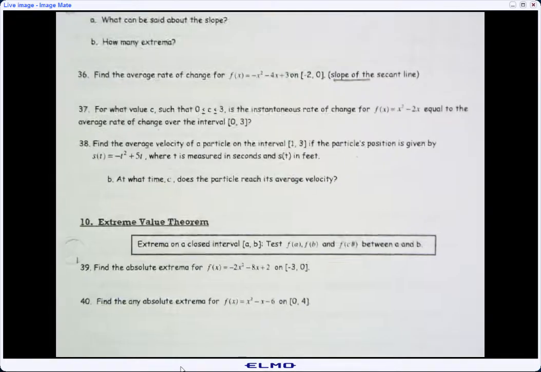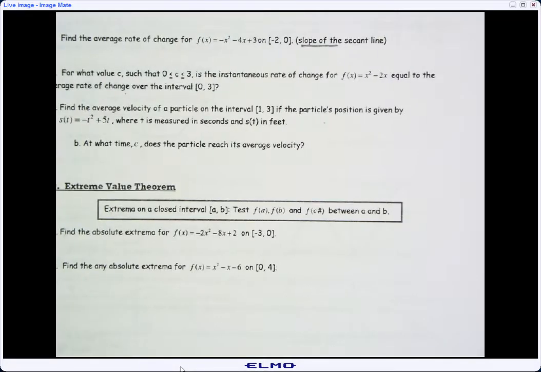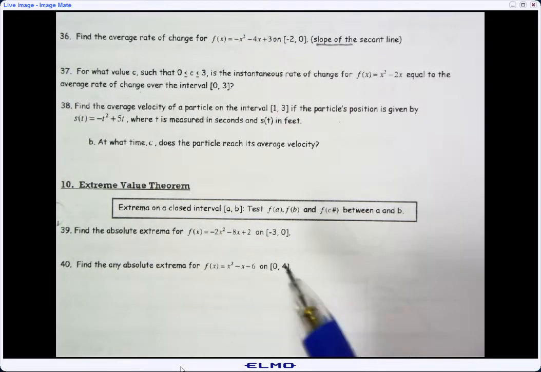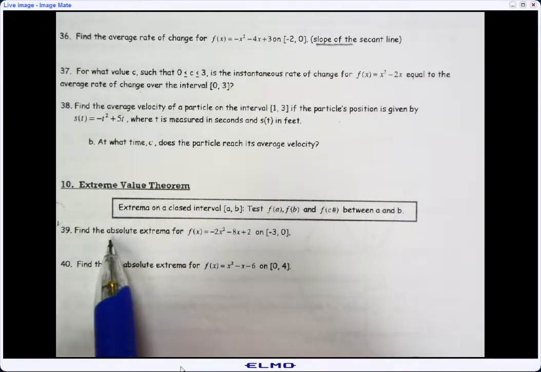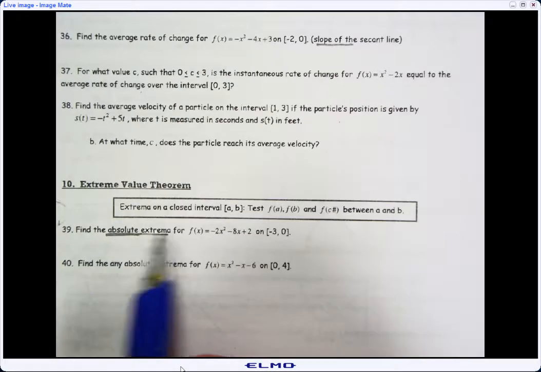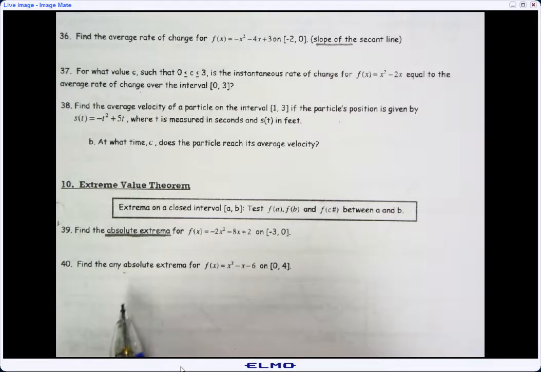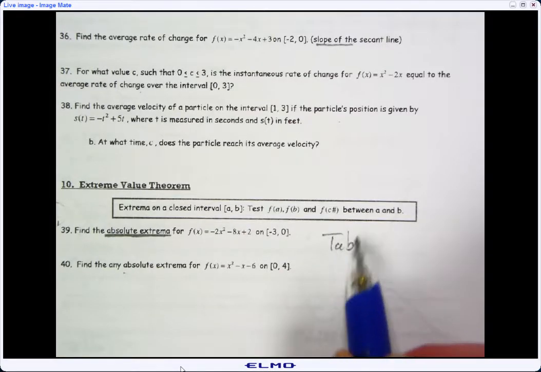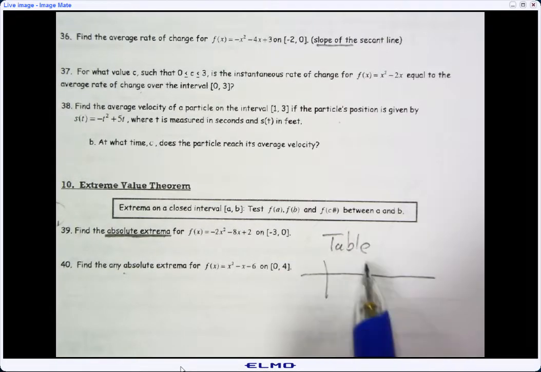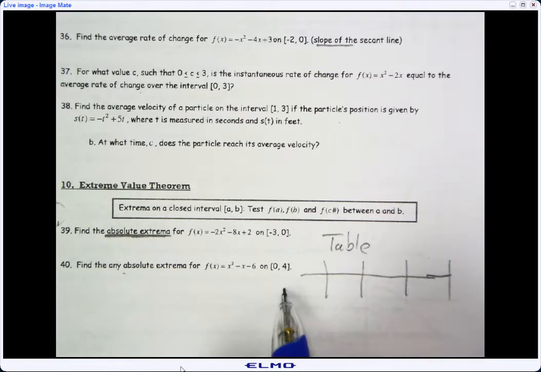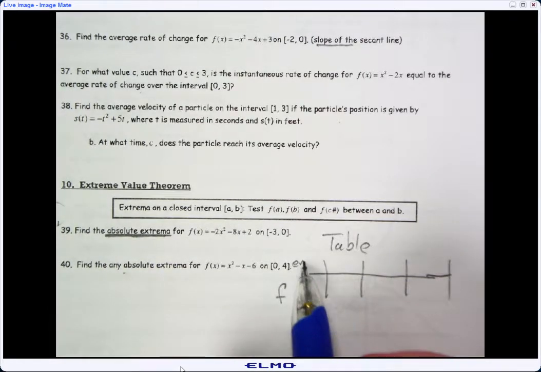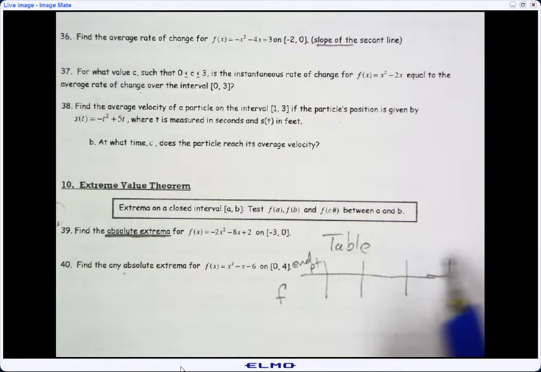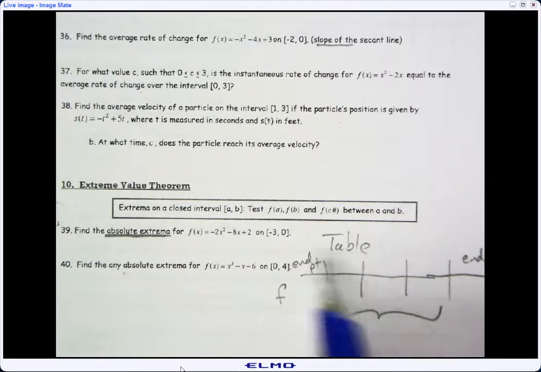Okay. Extrema on a closed interval. Key here, we've talked about testing for maxes and mins and all that stuff. The key here is if you are taking absolute extrema, you need to have a table, and all you need to do is check the y values or the f of x values at your endpoints, whatever those are, and then in the middle, you need to check the y values at any turnaround point.